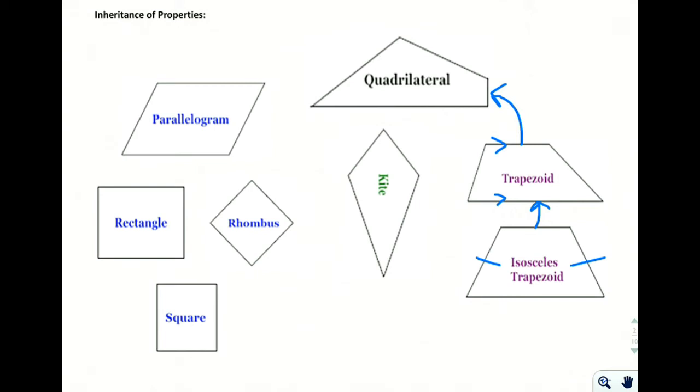A kite inherits everything it has from quadrilateral, plus it specifies that the adjacent sides and then two other adjacent sides, two different pairs here, have equal lengths, along with some of the other properties that come along with that, such as the equal angles across from each other.